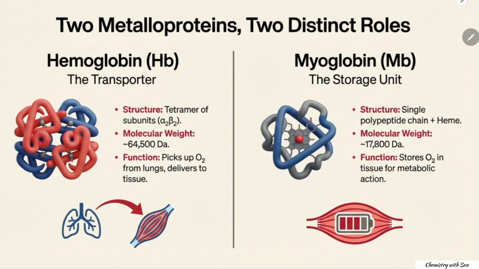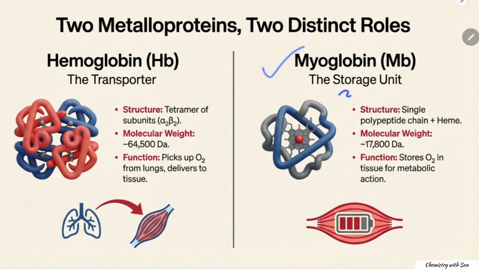There are 2 metalloproteins which are very important. One is hemoglobin, another is myoglobin. Hemoglobin acts as a transporter. It is a tetramer unit, containing 2 alpha units and 2 beta units, and its molecular weight is about 64500 Dalton. Its function is to pick up oxygen from the lungs and deliver it to the tissue.